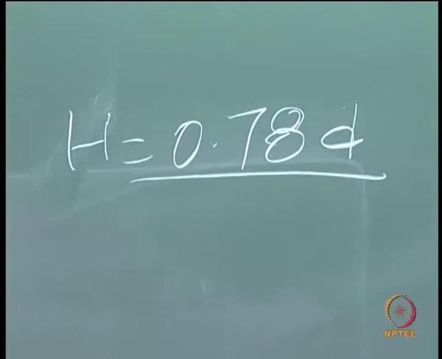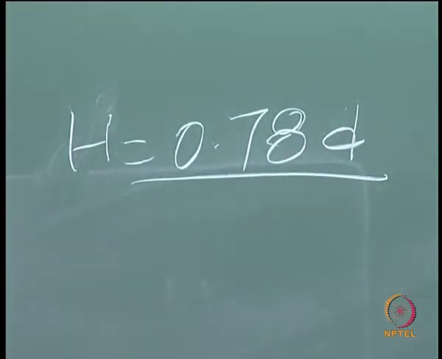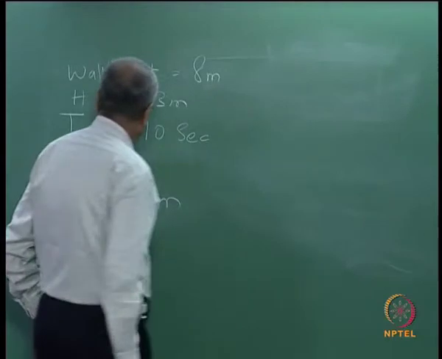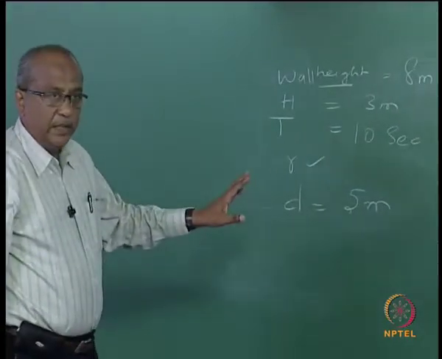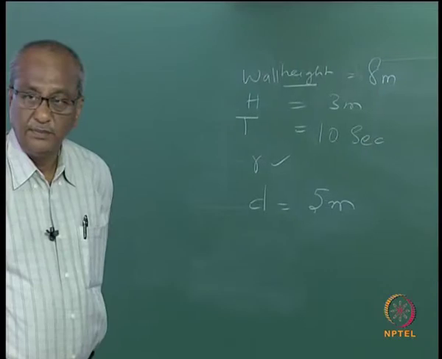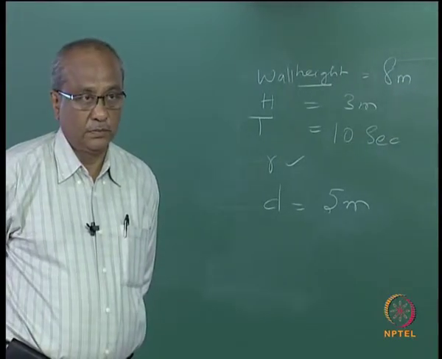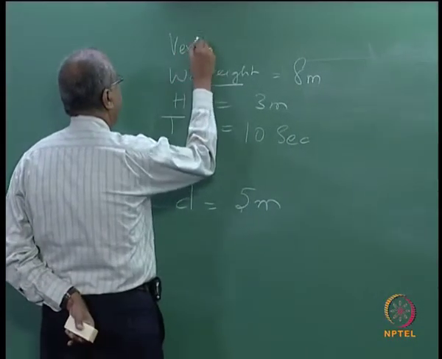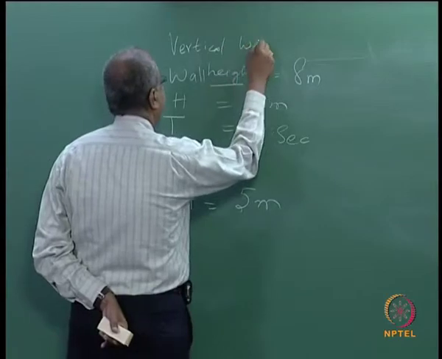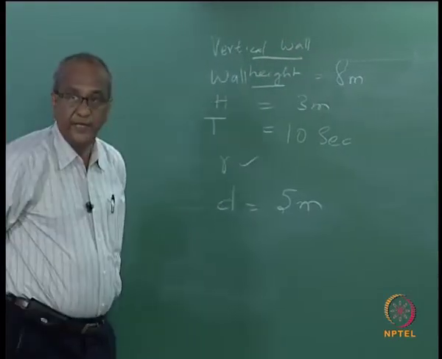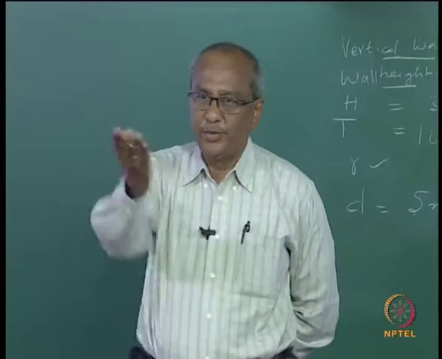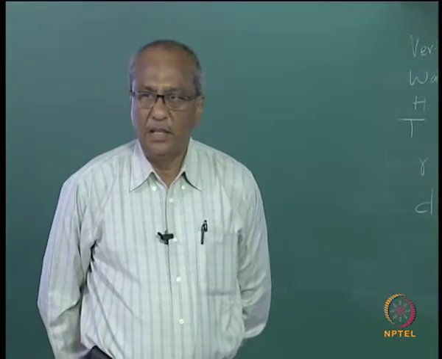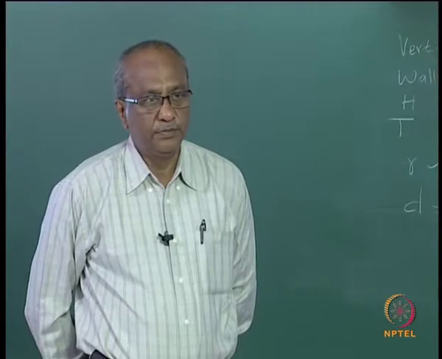Okay, 0.78 times water depth. So now, are these data enough? No, but what about the reflection coefficient? We have already said it is a vertical wall. The moment I say vertical wall, the reflection coefficient is 1, so you use all those relevant nomograms already available.